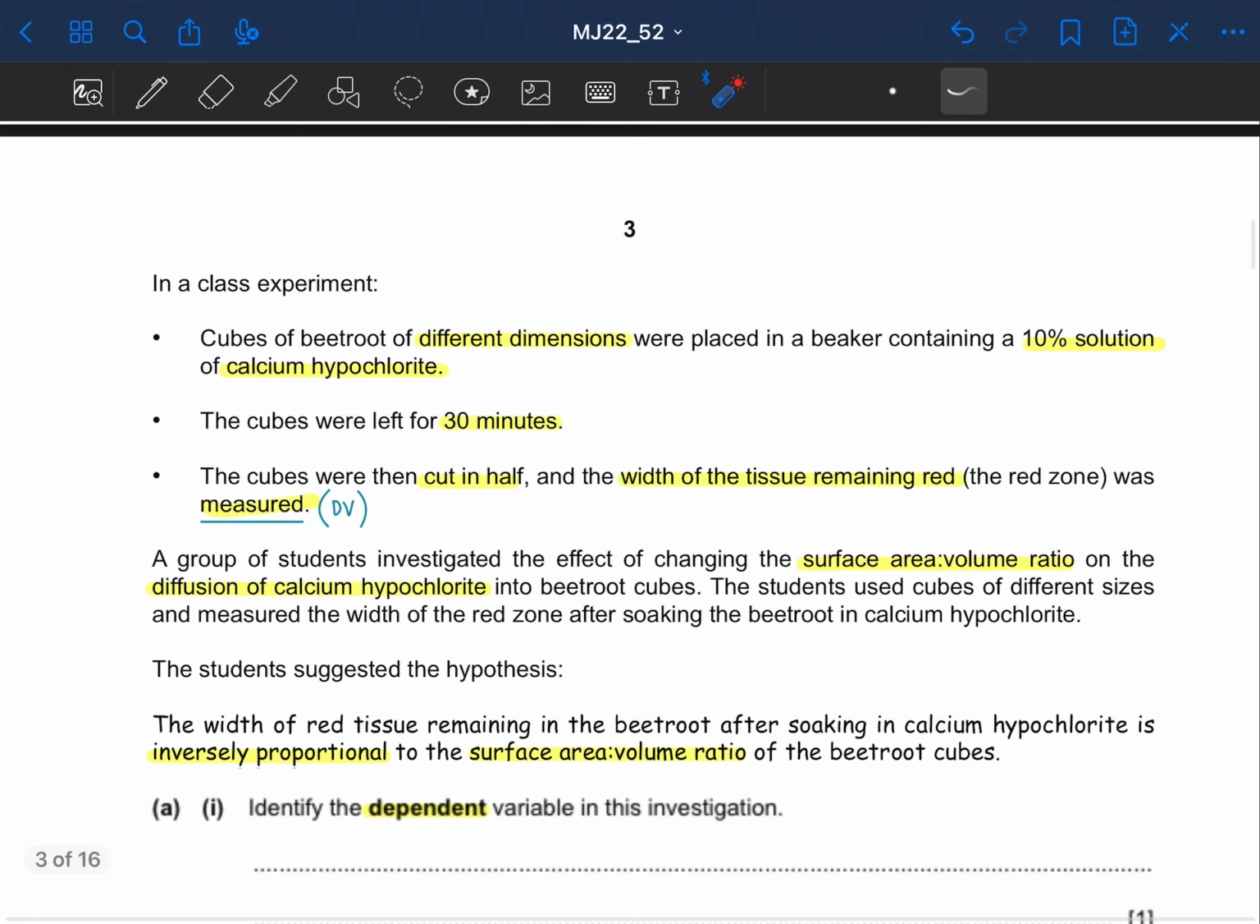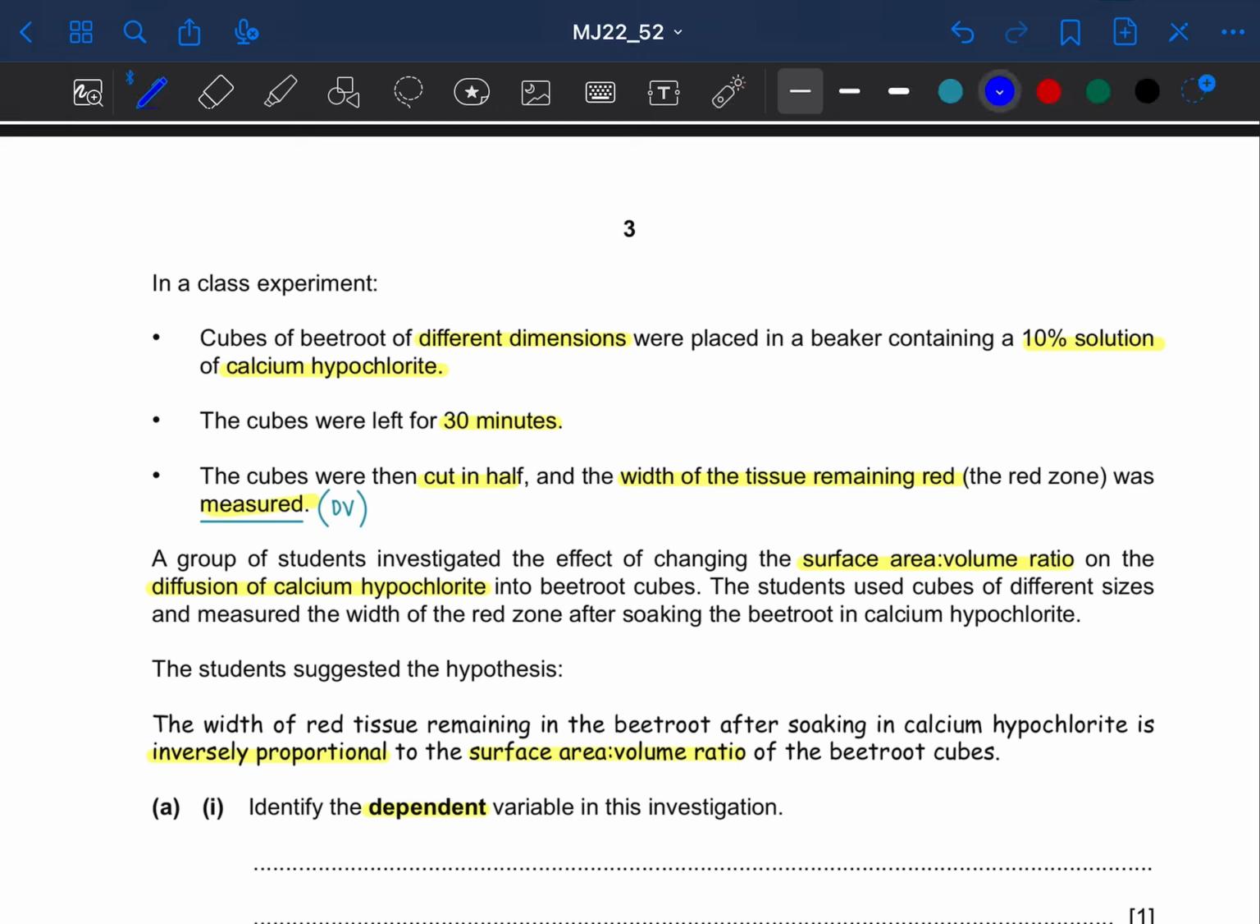So this experiment is being done, right? We see that the cubes of beetroot are being cut into different dimensions and placed in a beaker containing 10% solution of calcium chloride. Now, worth mentioning, when we're looking at different dimensions, this is already asking about surface area to volume ratio, or the effects of surface area to volume ratio on the rate of diffusion. This is definitely what is being tested in one of our learning objectives from topic 4 when we're looking at transport across membranes.